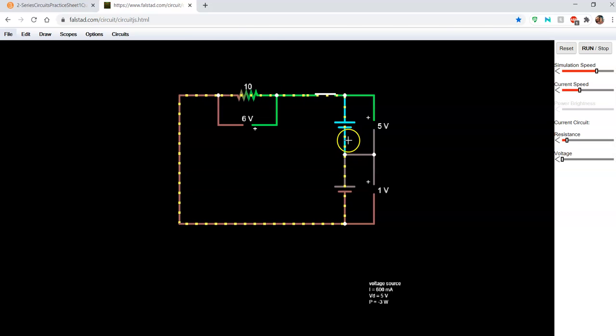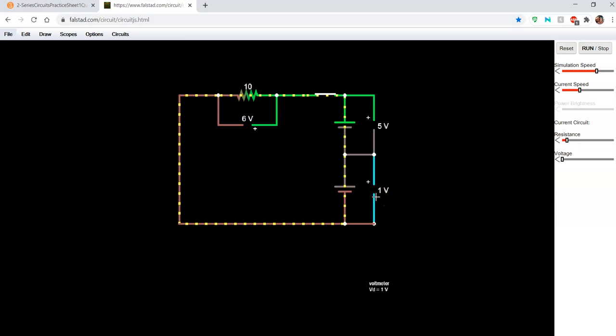In this instance, we can see that these yellow dots that symbolize the current flow are flowing from the positive terminal around the closed loop on this circuit back to the negative terminal. This is called the conventional flow theory. In this case, the voltage rating of the first battery is 5 volts, indicated by this voltmeter right here, while the voltage rating for the second battery is 1 volt.